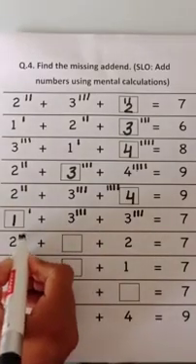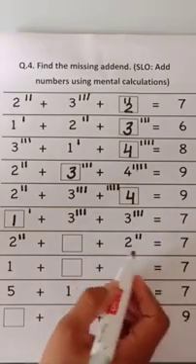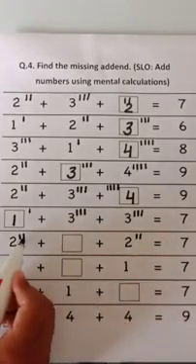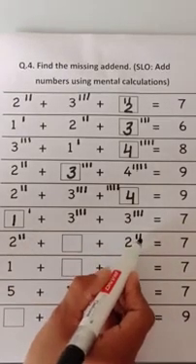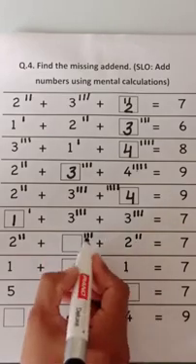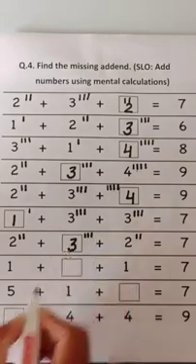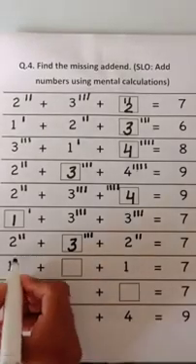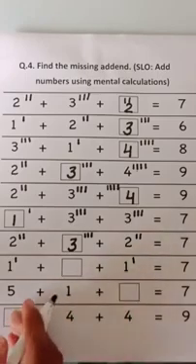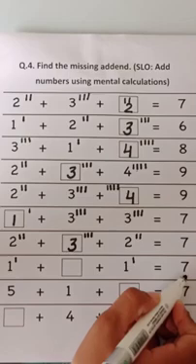2, so I'll draw 2 lines. Here again we have 2 and we have to find the number to make it equal to 7. 1, 2, 3, 4, 5, 6, 7. We have drawn 3 lines, it means the number is 3. Here we have 1 line, and we have to count till the number to make it equal to 7.